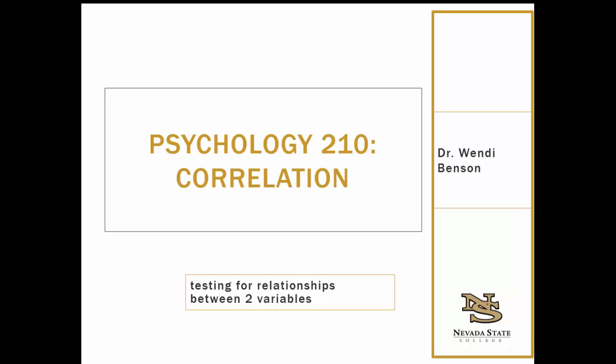So let's do a recap of where we've been and now where we're going, because correlation is very different from the types of analyses that you've been exposed to so far this semester. Thus far, we've been examining whether an independent variable has an impact on a dependent variable by examining the difference between a sample mean and a population mean.